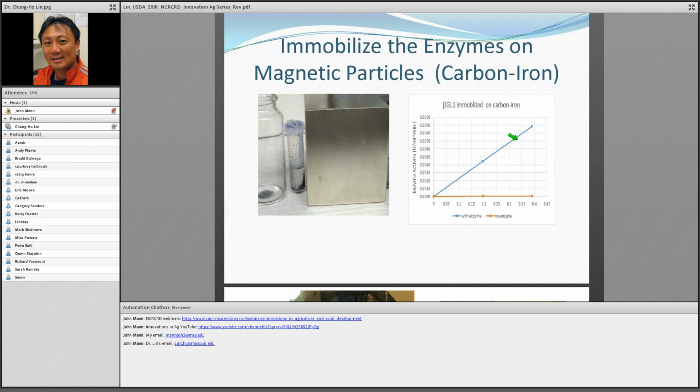Also, we coated iron with carbon, and we use the same technique to immobilize this carbon-iron system. So basically, the system we can easily reuse, and by simply using a magnetic block, we can easily reuse the systems.